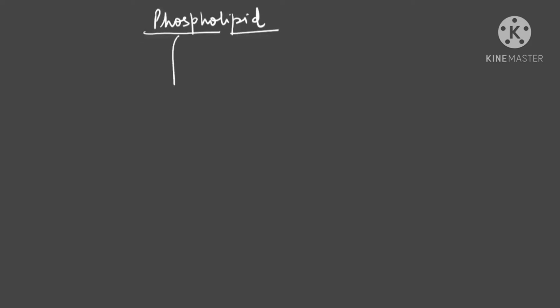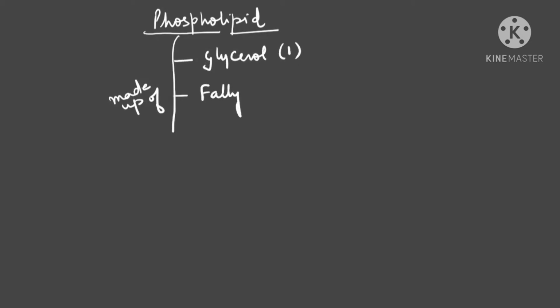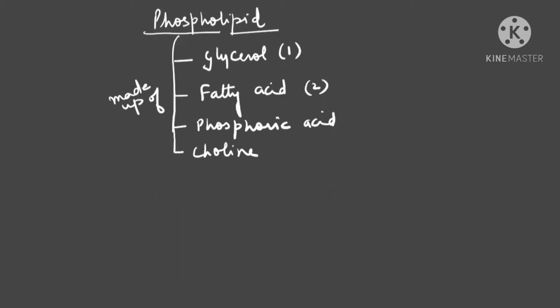Now see, what is phospholipid made up of? The phospholipid is made up of one molecule of glycerol, two fatty acids, and one phosphoric acid. And if any other chemical is attached to this phosphoric acid, for example choline, then we say this type of phospholipid is known as lecithin. Clear, beta? Now see, what is the structure of glycerol?